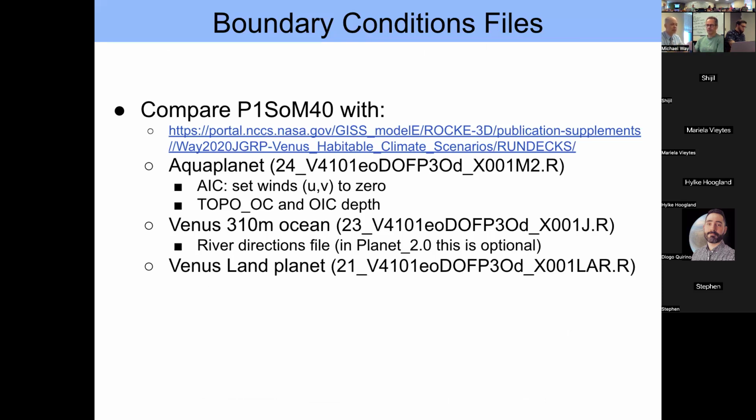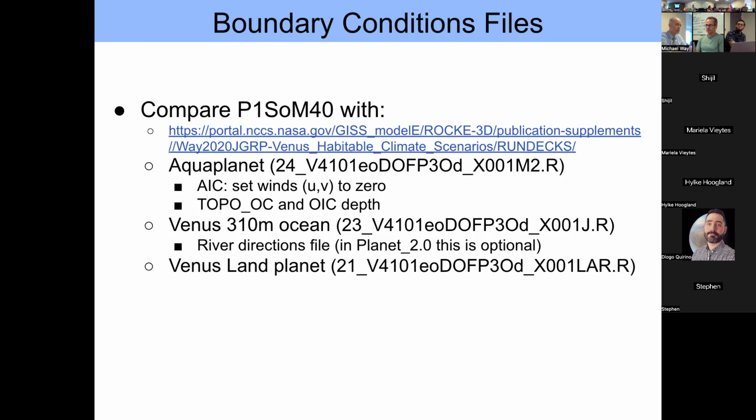So, for example, we have an aquaplanet simulation whose run deck you can download directly from the URL given on the slide. For example, in the AIC file, in this case, we set the winds to 0 and we set a couple of other values so that the model starts up in a nice way. You can compare things like the ocean bathymetry, the topo OC file, and the ocean initial conditions files in those. Then we have a couple other examples from this 2020 paper, the Venus 310 meter deep ocean, which is simulation 23, as you can see here.